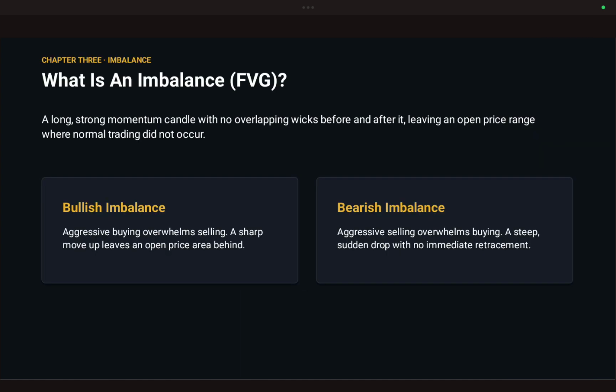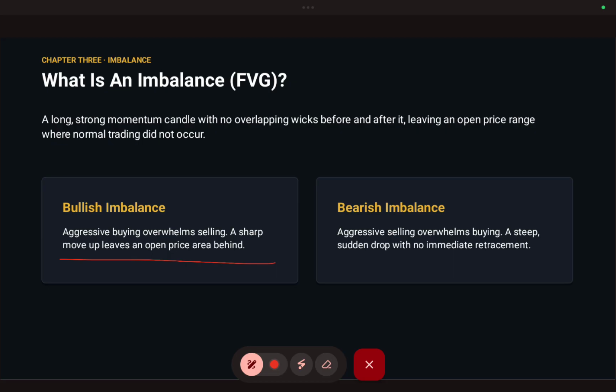What is an imbalance? An imbalance is a long, strong momentum candle with no overlapping wicks before and after it, leaving an open price range where normal trading did not occur. Most people call it FVG, but it's not just FVG. You need to understand that it's an imbalance, a difference in price that a momentum candle pushed upside or pushed downwards.